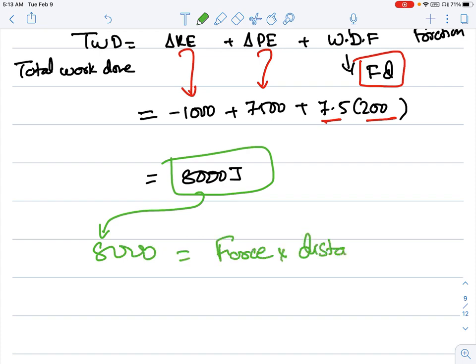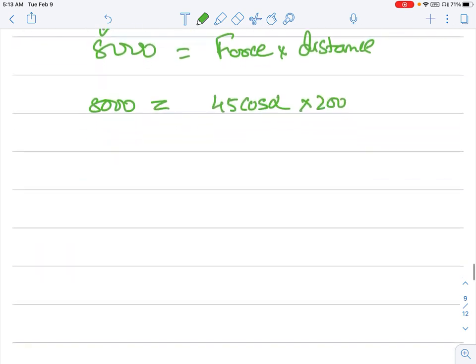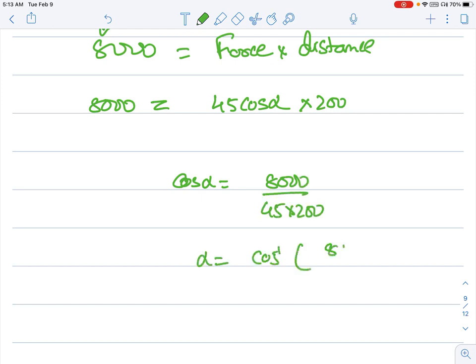So what is the force? The force is 45 cos alpha, and the distance it has moved is 200 meters. From there I get cos alpha is equal to 8000 divided by 45 times 200. So alpha is equal to cos inverse of 8000 divided by 45 times 200. So alpha is equal to 27.3. That's going to be the answer.